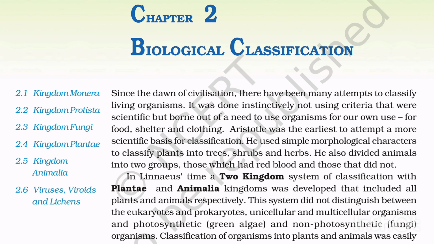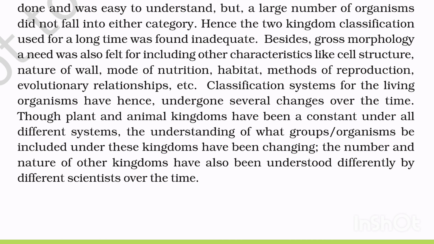In Linnaeus' time, a two-kingdom system of classification with Plantae and Animalia kingdoms was developed that included all plants and animals respectively. This system did not distinguish between the eukaryotes and prokaryotes, unicellular and multicellular organisms, and photosynthetic green algae and non-photosynthetic fungi. Classification of organisms into plants and animals was easily done and was easy to understand, but a large number of organisms did not fall into either category. Hence, the two-kingdom classification used for a long time was found inadequate.